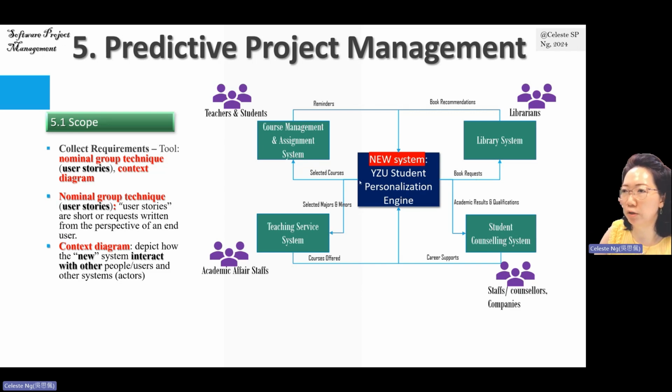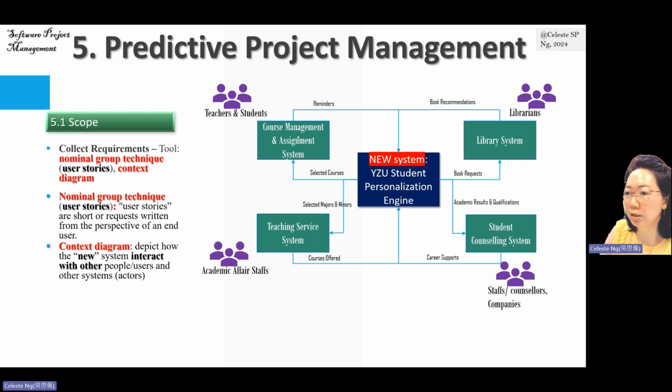All right, this is what we name as a system view of a project. Here I've listed out there could be 4 systems that require interaction with our new system. The first system is called course management and assignment system.